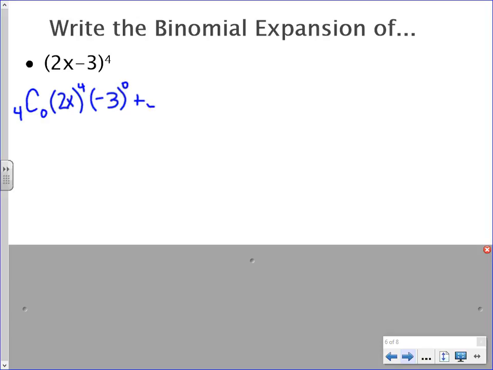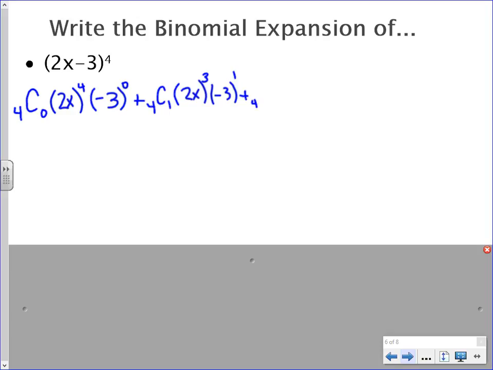Your second term. Now what we're going to do is just increase this number right here, see where I'm pointing, by 1. So 4 combinations of 1. 2x will now go to the third power. And -3 will then go to the 1 power. So your first term is going to decrease with the exponents, while your second term is going to increase with their exponents.